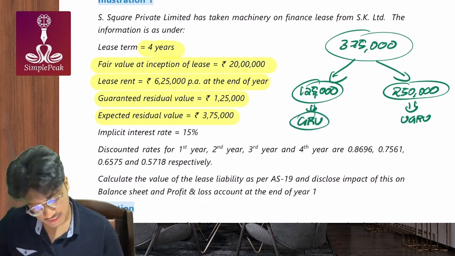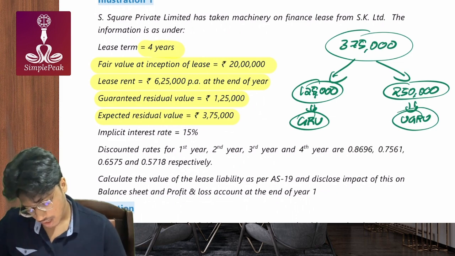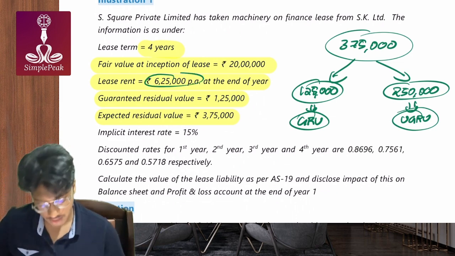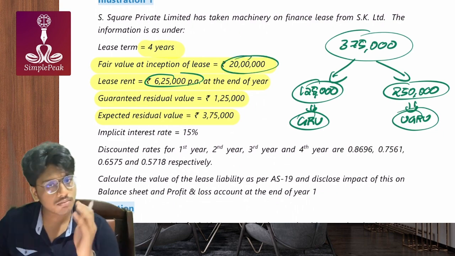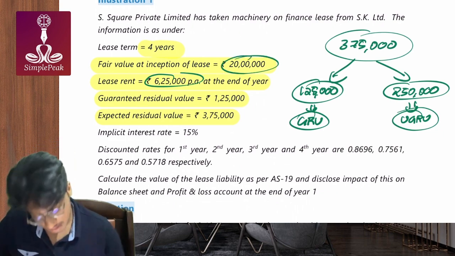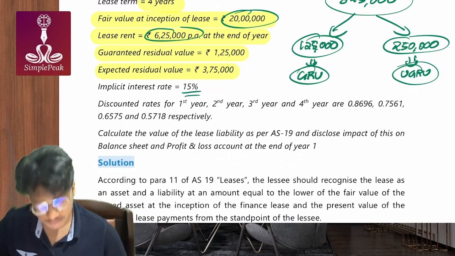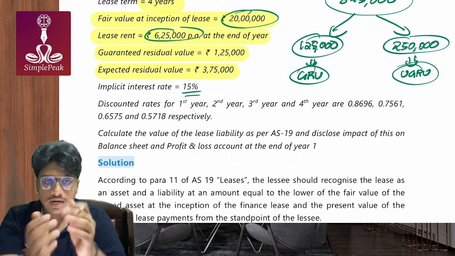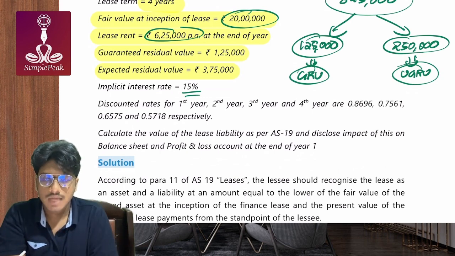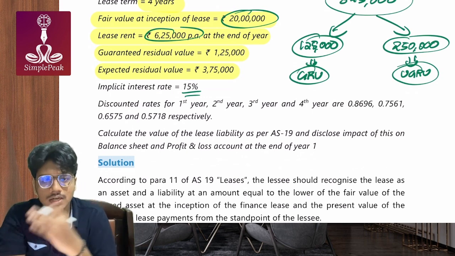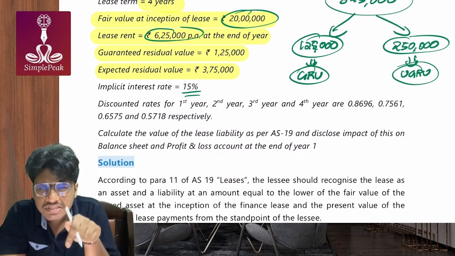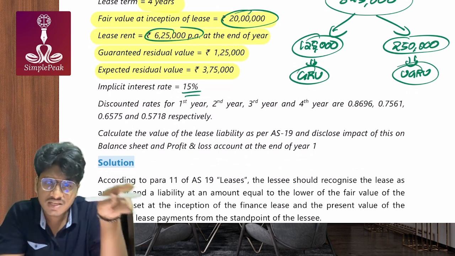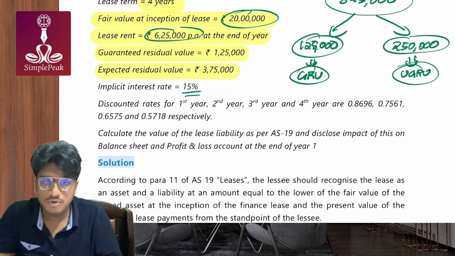So you have your GRV, you have your UGRV, and you have your lease payment. So you can compute the implicit rate, and you also have the fair value. But the question has given 15%. If the question has given 15%, don't go and compute on your own. Humble request: don't go and check in the question that the implicit rate is equal to the present value of minimum lease payment plus GRV equal to the fair value. Don't go and compute that.